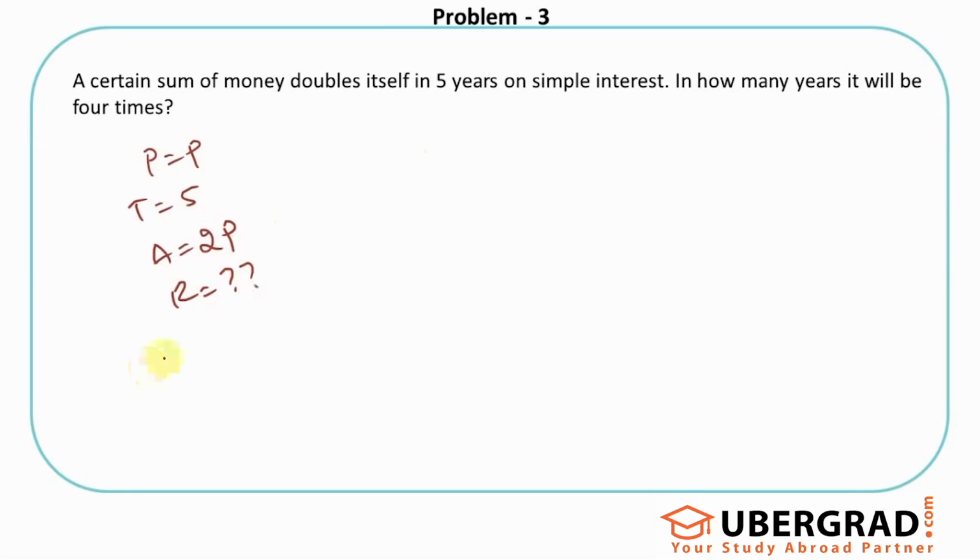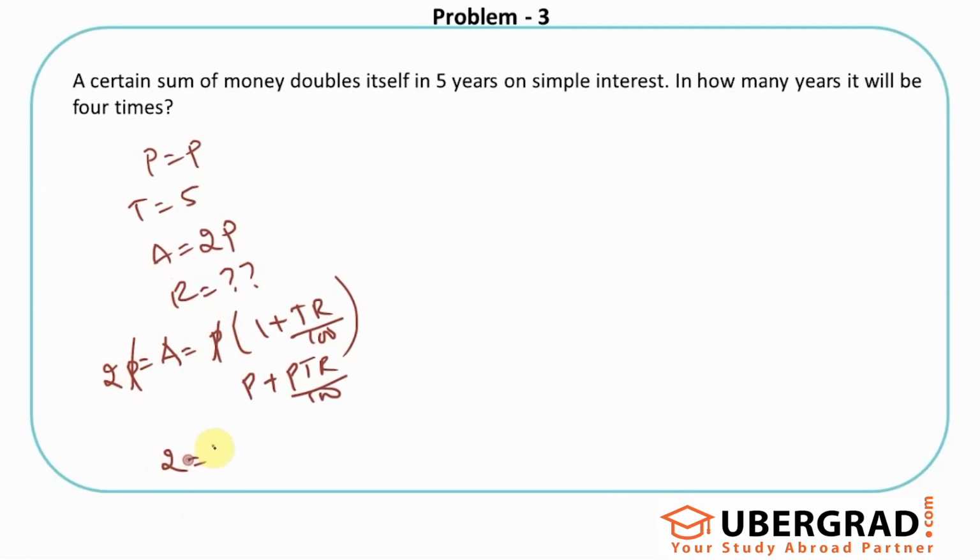I don't know. So let me calculate that. A is equal to P into 1 plus TR by 100. If you remember the formula, it's basically P plus SI, where SI is PTR by 100. I take P common, I'll get this. Why did I do this? In this problem, it will be helpful because I know the amount is 2P and I can simply cancel P. So 2 is equal to 1 plus TR by 100. 1 goes this side. So 2 minus 1 is equal to TR by 100.